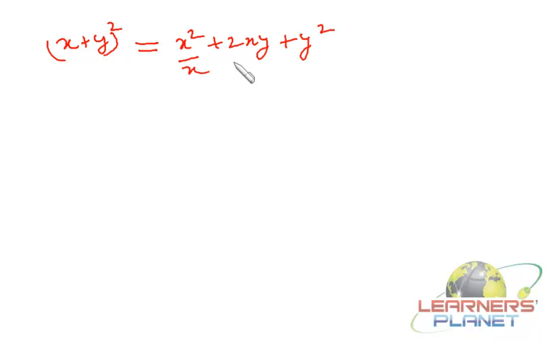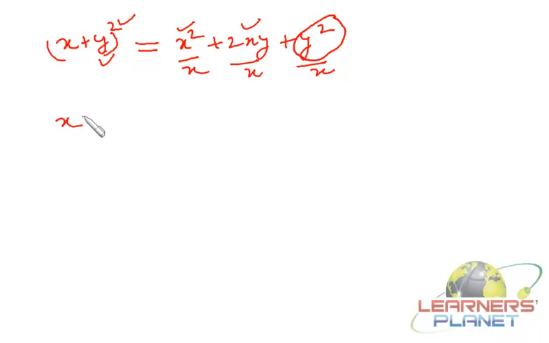This term is a multiple of x, this term is a multiple of x, so I'll get the remainder from y square only, that means y square.